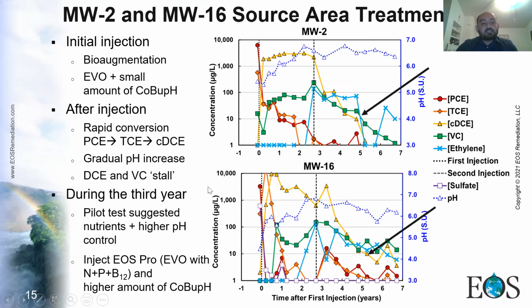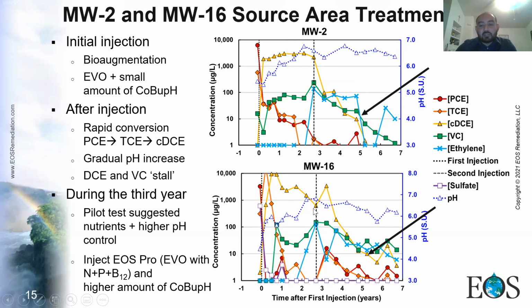To remediate this, we performed a pilot test where we found that some nutrients such as nitrogen were needed, and also a higher need for pH control. Therefore, in this case, we injected some EOS Pro, which is our flagship emulsified oil with nutrients added, and a higher amount of CoBOF that accounted for all of these factors in the site.